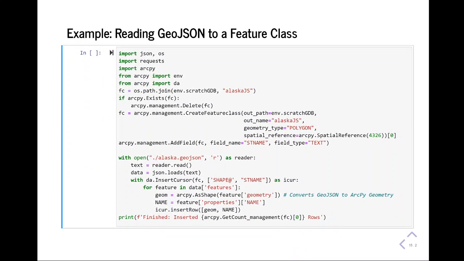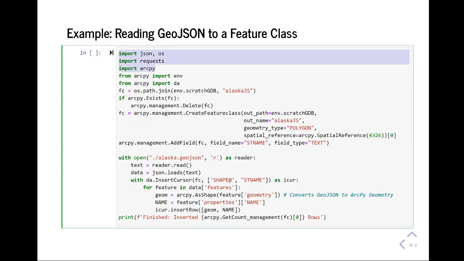Here's an example of sort of putting it all together. So what I'm going to do in this example is I've downloaded a file called alaska.geojson. And what I want to do is take each one of those features and convert the geometry into Esri JSON, and then save that out to a feature class. And at the end, I'm going to print out some information just showing that I inserted the information to it.